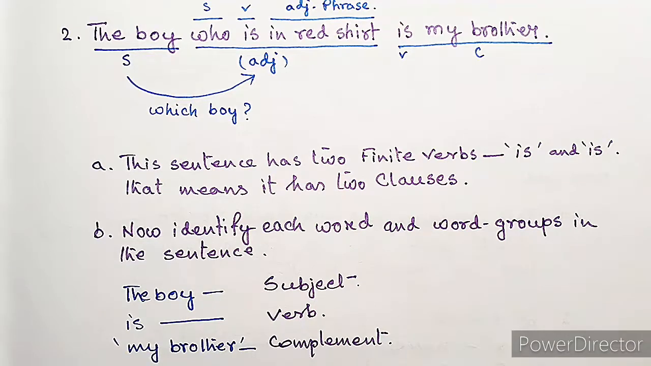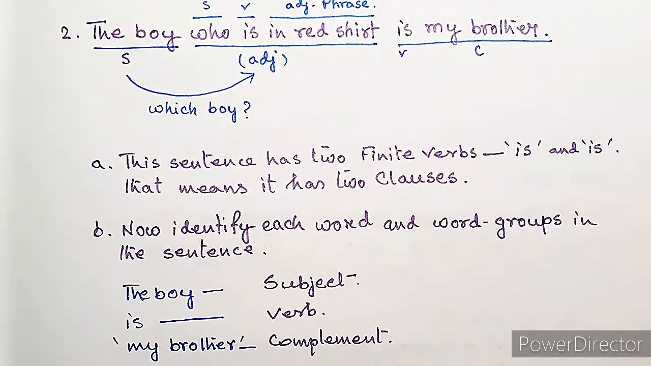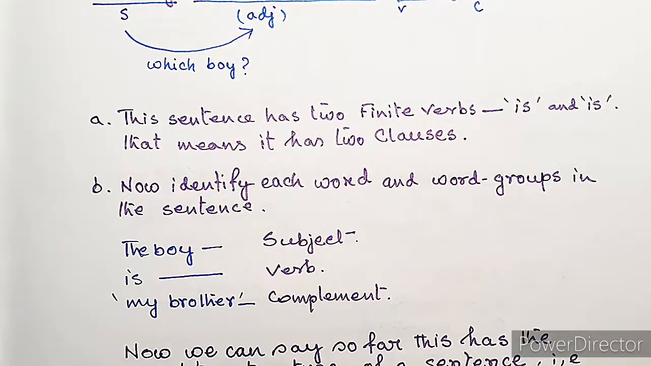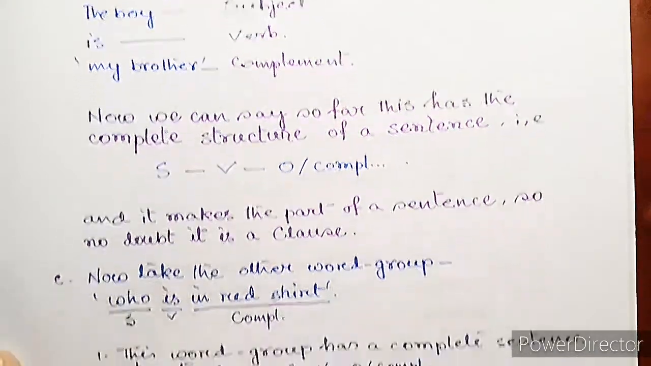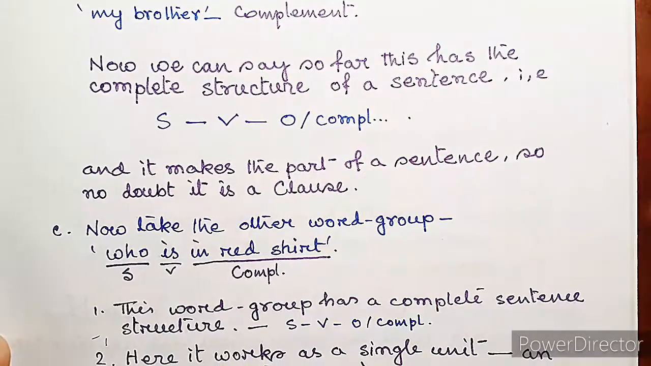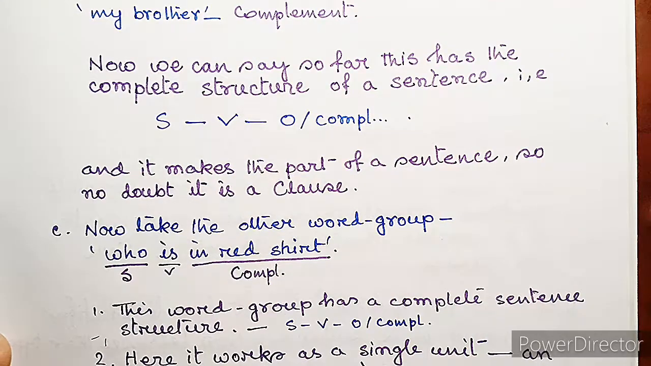Now identify each word and word groups in the sentence. See, the subject is the boy. Its verb is "is" and its complement is my brother. Now we can say so far this has the complete structure of a sentence, that is the subject, verb and object or complement. And it makes the part of a sentence, so no doubt it is a clause.